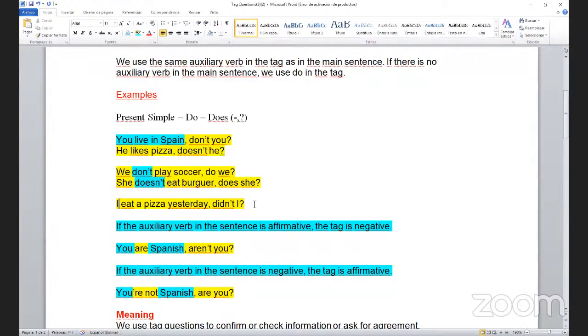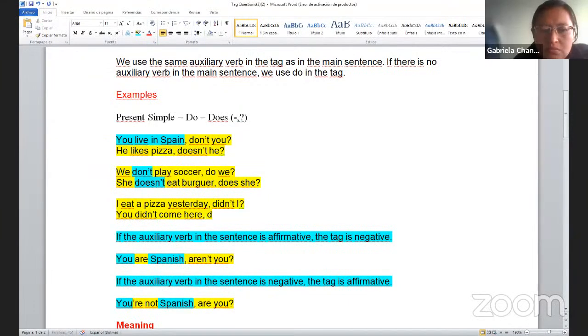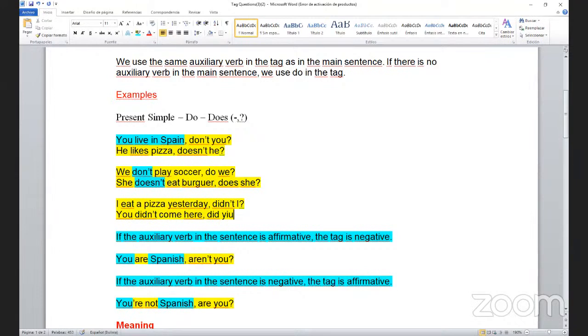Positive, negative. But if I have a negative, for example, you didn't come here. How is my tag question? Did you? Perfect. Excellent.